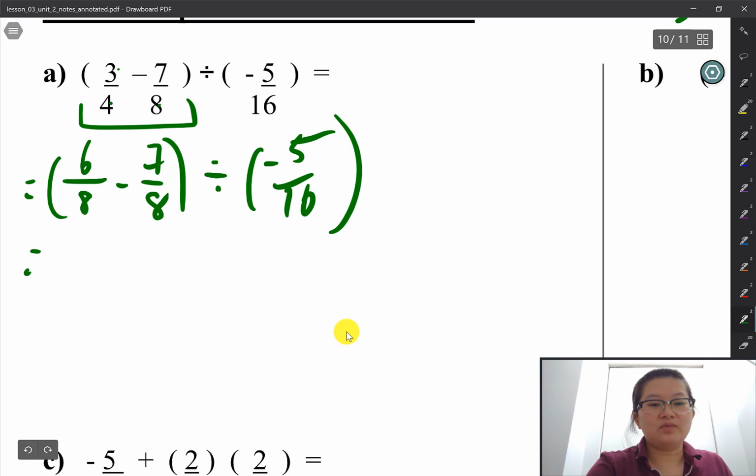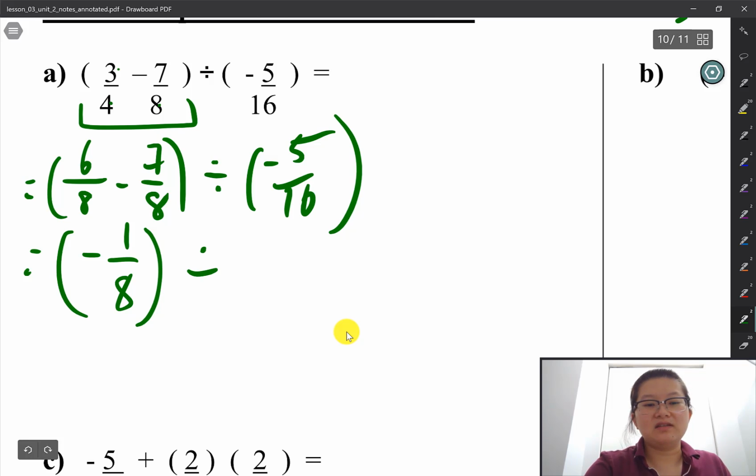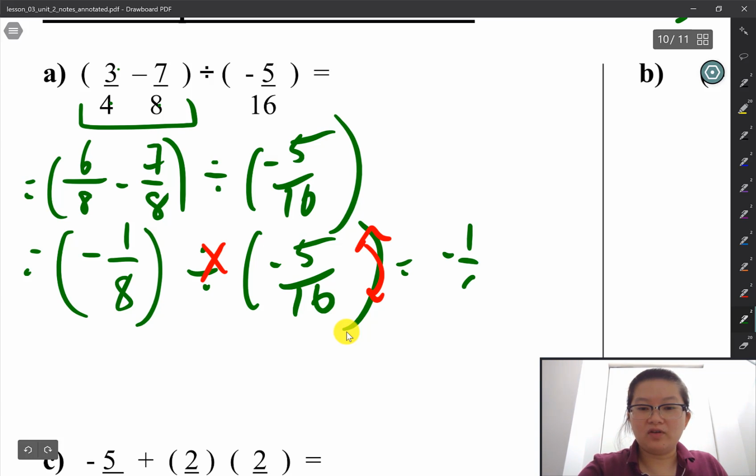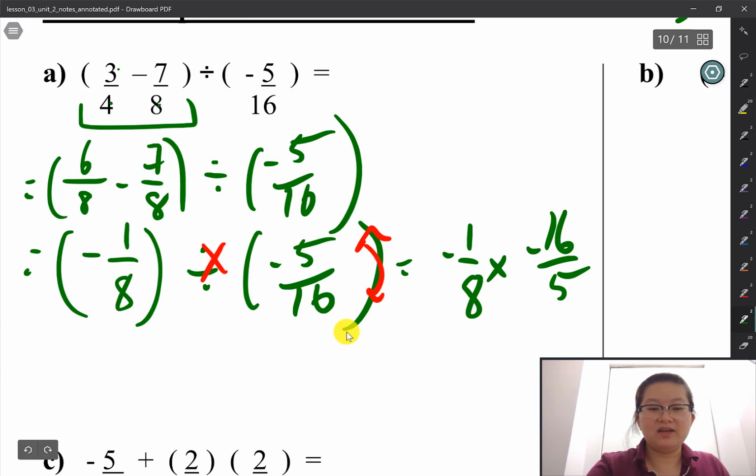So this one I get 6 minus 7. That's going to give me negative 1 over 8 divided by negative 5 over 16. I'm going to get a positive number in the end since I have two negative numbers dividing one another. And again, here I just have to make this a multiplication, and I flip my second fraction around. This is going to be negative 1 over 8 multiplied by negative 16 over 5.